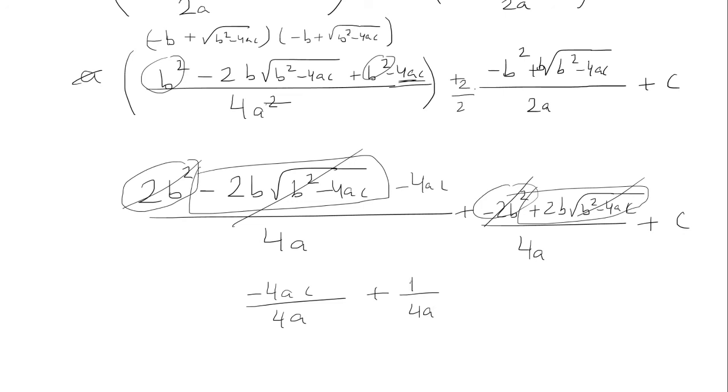I'm sorry, this is 0 because we canceled them. So this thing is just 0. And then plus c at the end. Now negative 4a divided by 4a is just 1. So we're left with negative c plus c, and that is 0.